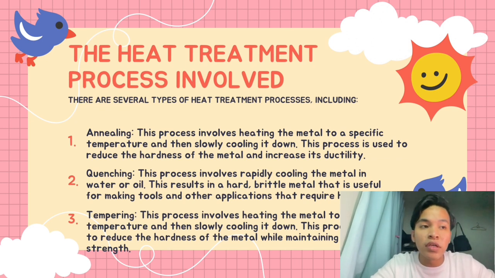Alright, so we want to explain annealing first. This process involves heating the metal to a specific temperature and then slowly cooling it down. This process is used to reduce the hardness of the metal and increase its ductility. And the second one is quenching.